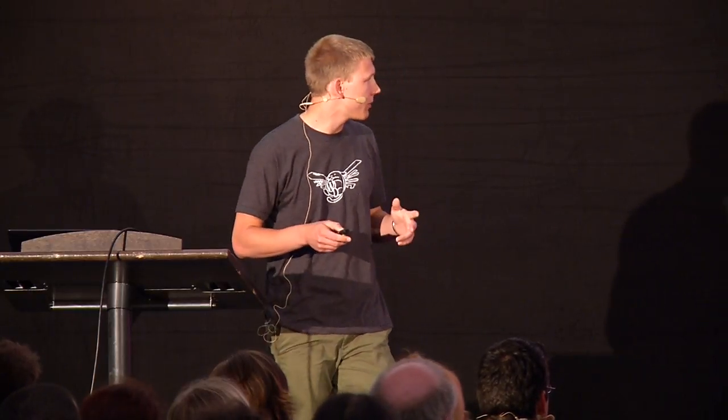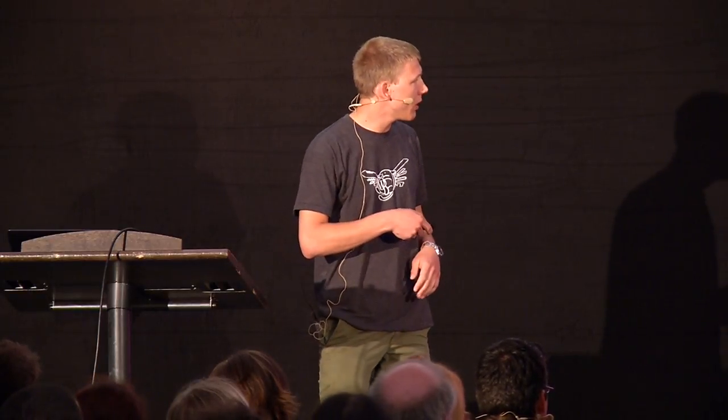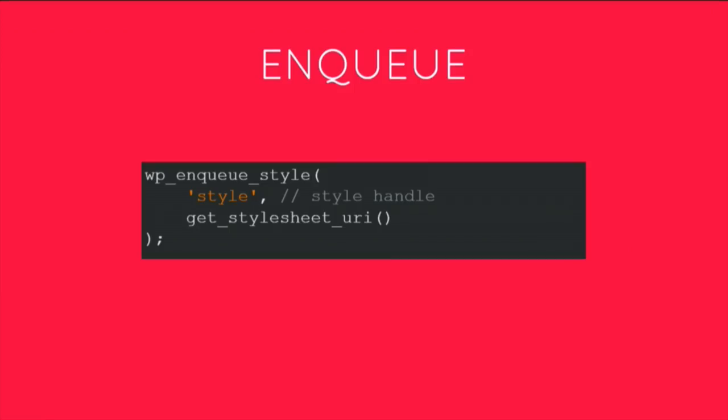So moving on to enqueuing scripts and styles. So this is a style handle. This is the name of the style. And if you've got two plugins that are using the same name, only the first one will be loaded. So if, for example, a plugin loads a style for their plugin on the front end, and a theme loads afterwards and tries to use the same name, their style won't be loaded, and your front page looks horrible because the theme's design is not being loaded.